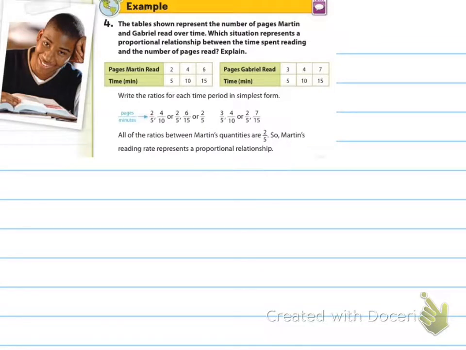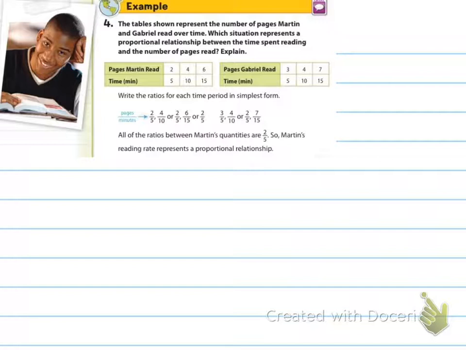All right, example number 4. The tables shown represent the number of pages that Martin and Gabriel read over time. Which situation represents a proportional relationship between the time spent reading and the number of pages read? And then explain. So for number 4, it gives us pages that Martin read. He read 2 pages in 5 minutes, 4 pages in 10 minutes, and 6 pages in 15 minutes. And Gabriel read 3 pages in 5 minutes, 4 pages in 10 minutes, and 7 pages in 15 minutes.